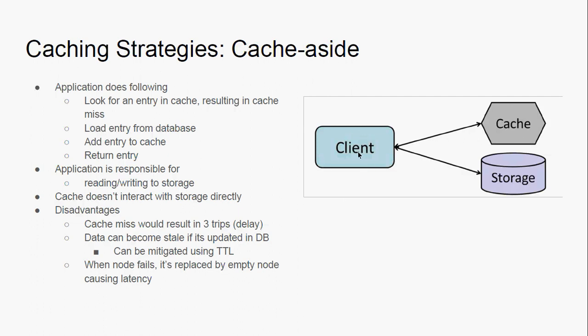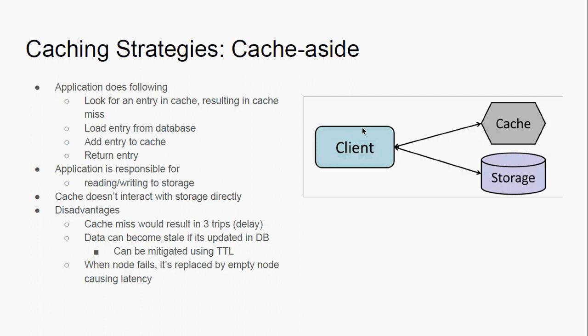So here, the application calling is now responsible for reading and writing to the storage. In this case, as you see, the cache is not interacting with the storage. It's basically the client who is doing that. This client could be your application, or it could be a direct client who is consuming. The disadvantage with this approach, as you see, is that for the first time there will be 3 trips. First, finding a cache miss, then getting the data and putting it back, and then returning the entry.